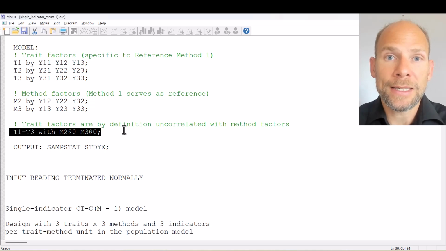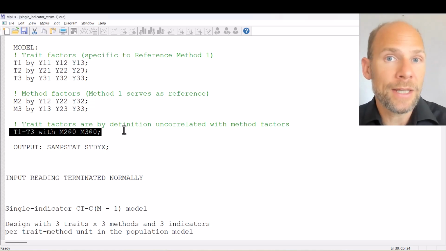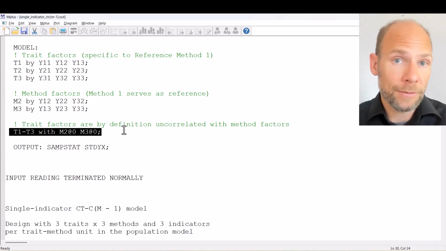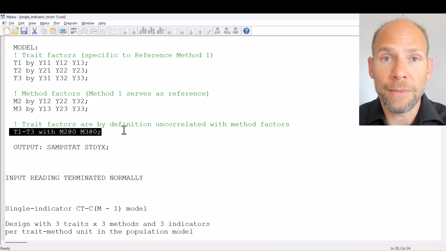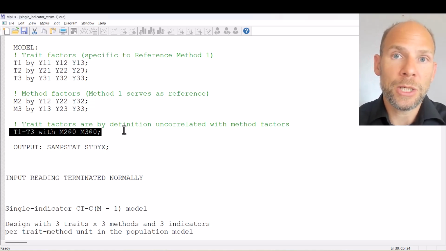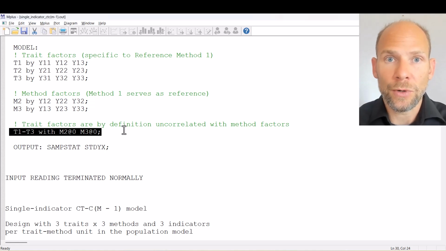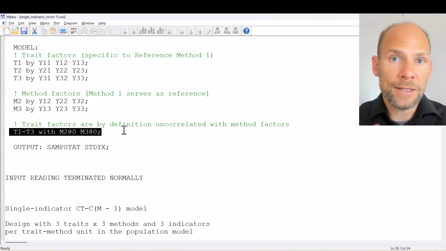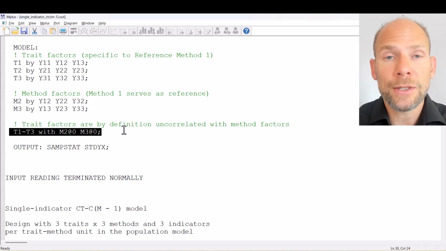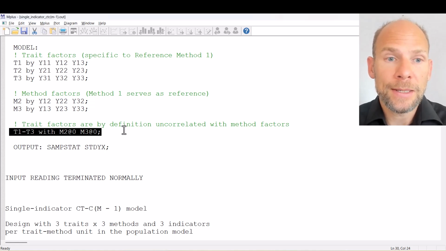Otherwise, Mplus would attempt to estimate those, and that would lead to not only identification problems but also interpretation problems, because we cannot have the traits be correlated with the methods in this model. Otherwise, the interpretation and meaning of those factors would be compromised. So you have to think to put those 0 correlations into your specification to not allow those types of correlations. The other types of correlations are fine. Traits can correlate, methods can correlate, but not traits with methods. And so that's all you need to specify for this CTCM-1 model.